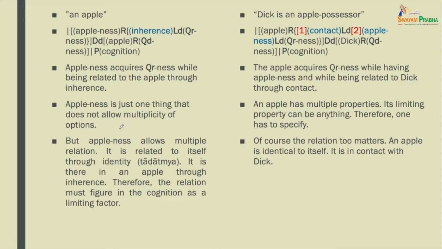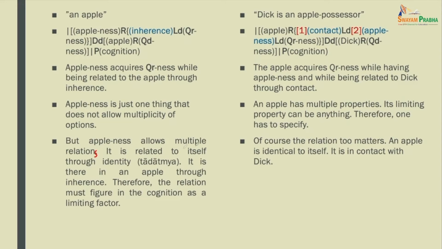But at the same time, appleness allows multiple relations, right? Why does it allow multiple relations? Simply because, look how many relations it involves. It is related to itself through identity because it is identical to itself. It is there in an apple through inherence, that is samavaya. Therefore, there is multiplicity of relations as far as the appleness is concerned. So, because there are different avenues and the cognition has chosen one, what is it it has chosen? The cognition has presented appleness under the mode of inherence. That is why here only inherence becomes the limiting factor for the qualifierness that resides in appleness, right?